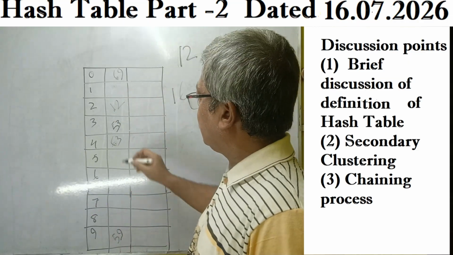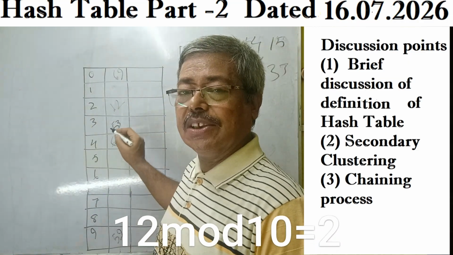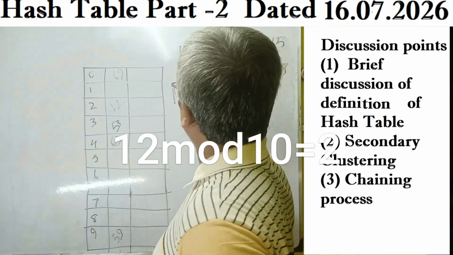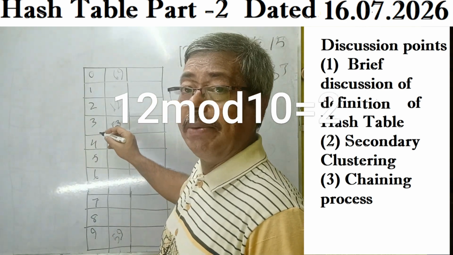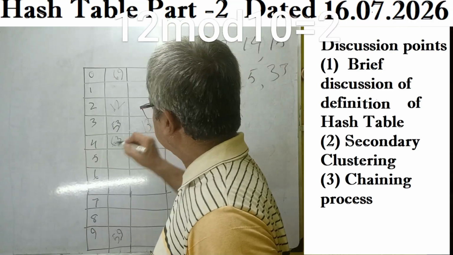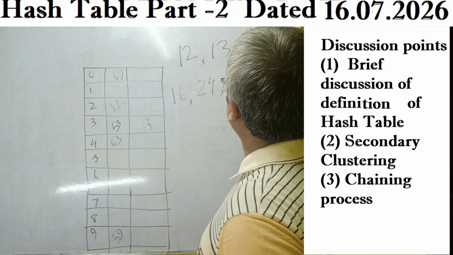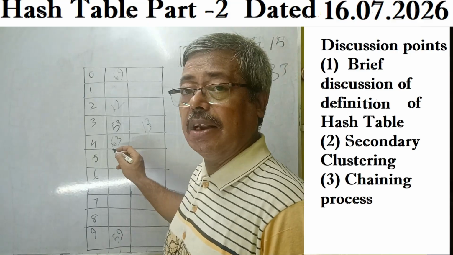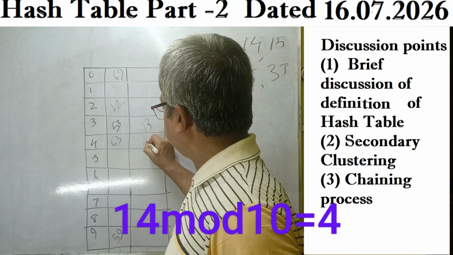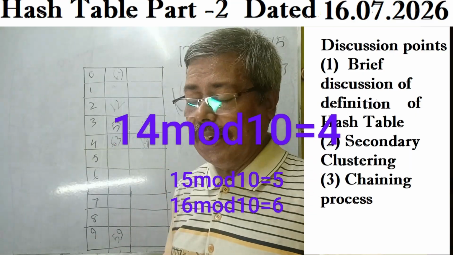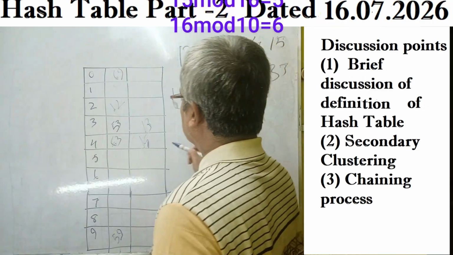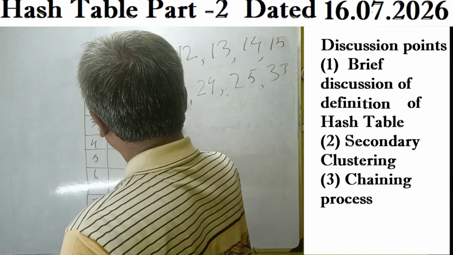Next data is 13. 13 is not vacant, it is already filled, and this is the position. 53 is already here, so 13 cannot enter. So 13 will be waiting for this room. Next data is 14. That position is already filled by 63, so 14 also has to wait for this room because it is already filled. So 13 and 14 are waiting.